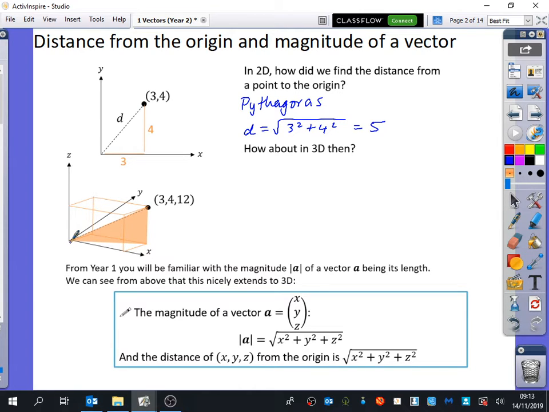So if we kind of have a think about how this might work, this says it's got the coordinates 3, 4, 12, which means that in the x direction, it's gone along 3 spaces. It's not drawn very well to scale here. The y direction, it's gone along 4 spaces. And in the z direction, which is the upwards axis, it's gone up 12 spaces, okay?